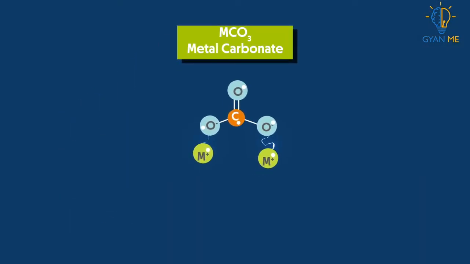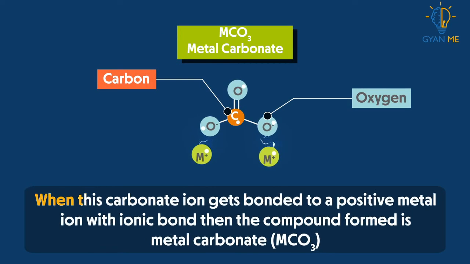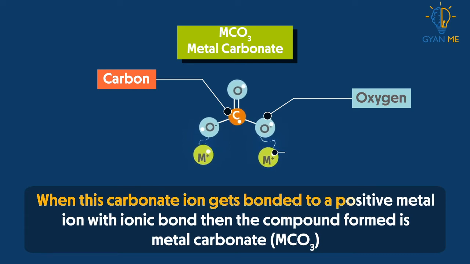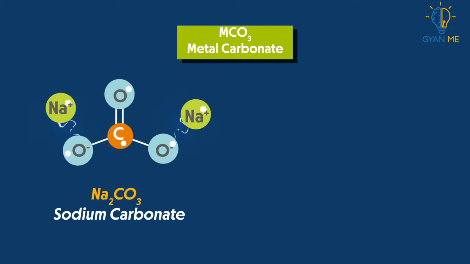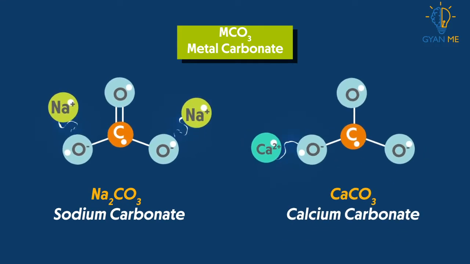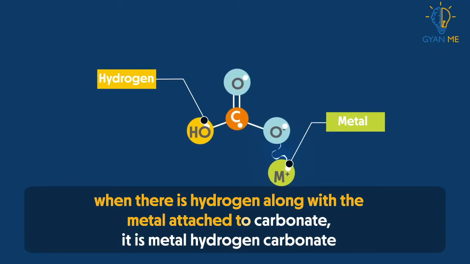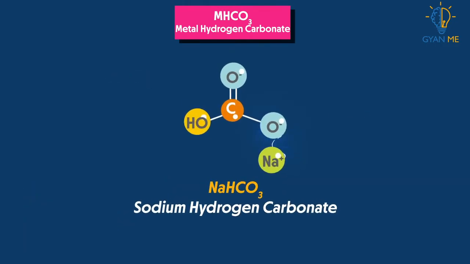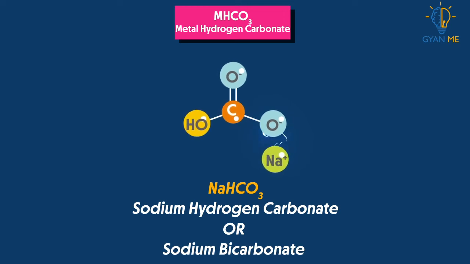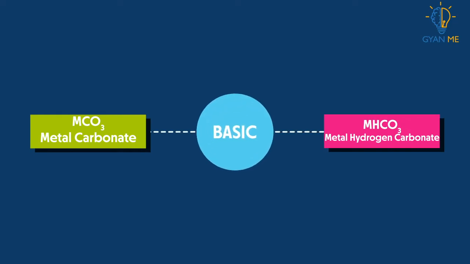A carbonate is a negative ion consisting of one carbon and three oxygen atoms. When this carbonate ion gets bonded to a positive metal ion with an ionic bond, then the compound formed is a metal carbonate. For example, sodium carbonate or calcium carbonate. Similarly, when there is hydrogen along with the metal attached to carbonate, it is a metal hydrogen carbonate. For example, sodium hydrogen carbonate or sodium bicarbonate. Students, do you know that metal carbonates and metal hydrogen carbonates are basic in nature?